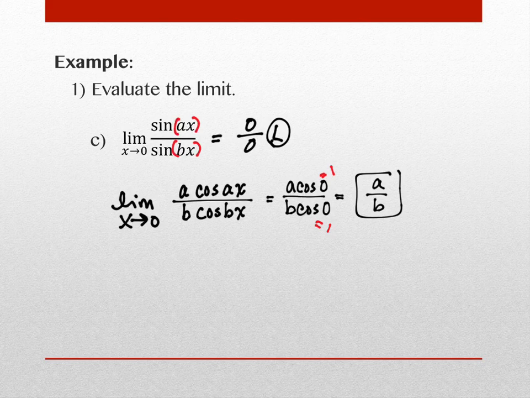Okay, every single one I've done so far, I've done 3, have had indeterminate form 0 over 0. So we really need to see one that does not have 0 over 0. That's our next one.